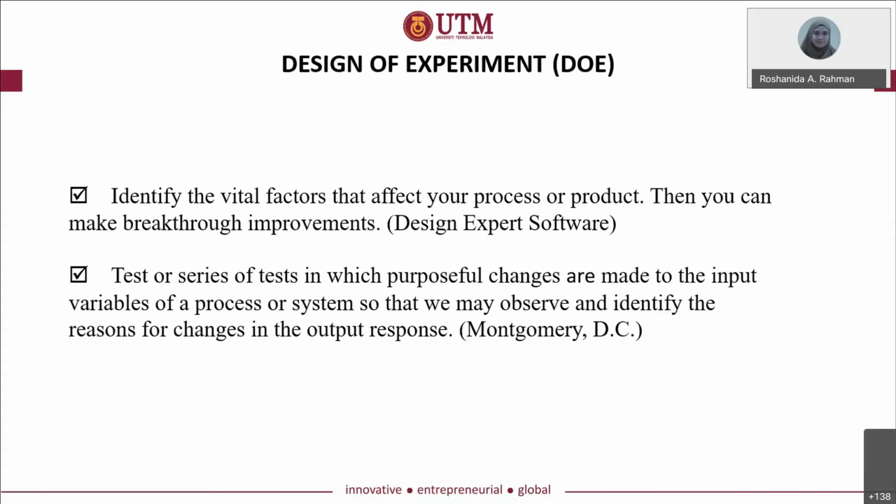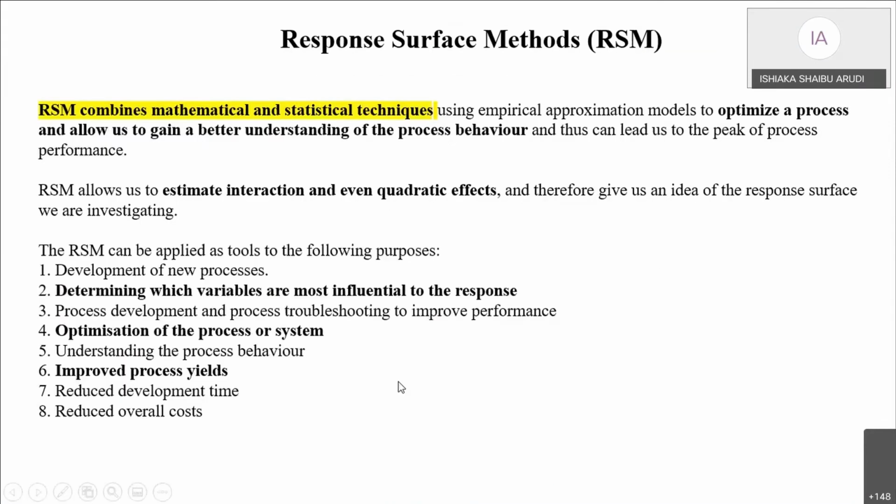The meaning from both of these definitions is almost the same. If you want to identify the significant factors that will affect your process or your product, or you want to make optimization or improvement for your product or process, then you have to do the DOE. Why RSM? Or why DOE? Even though you can see here there are 8 purposes or objectives, overall the ultimate goal of this RSM is the same.